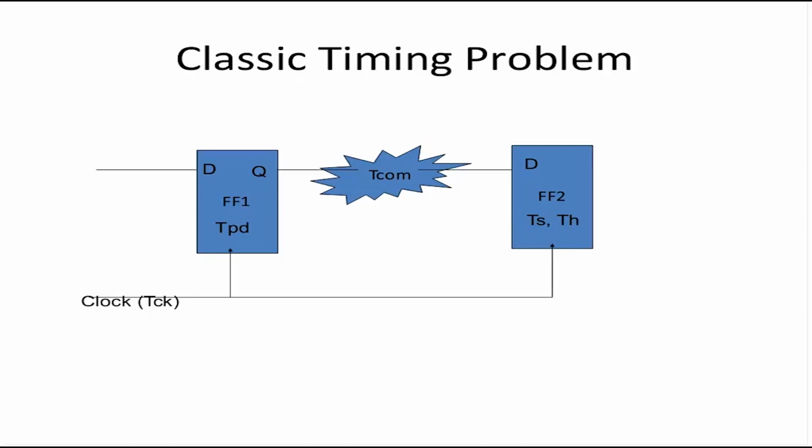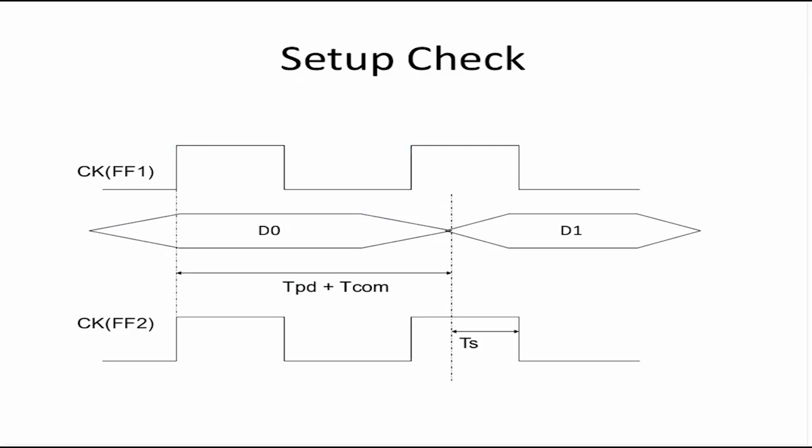TPD is the propagation delay for FF1. TS and TH are the setup and hold time constraints for FF2. TCOM is the delay for the combinational element in between. Now FF1 will launch data at the active edge. It will launch D1, after the delay TPD plus TCOM.